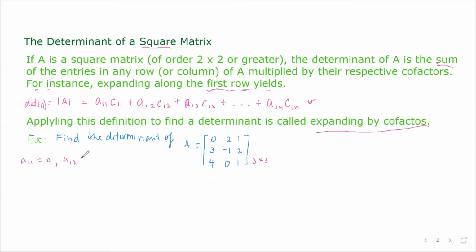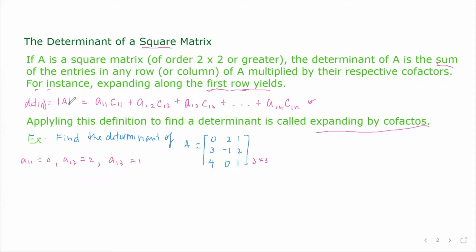So A12 is going to be what? First row, second column, so equal to 2. And then A13, again first row, third column, so equal to 1. Okay, that represents A subscript ij, each entry of the matrix. Okay, now C is a cofactor. We already know the formula, correct?